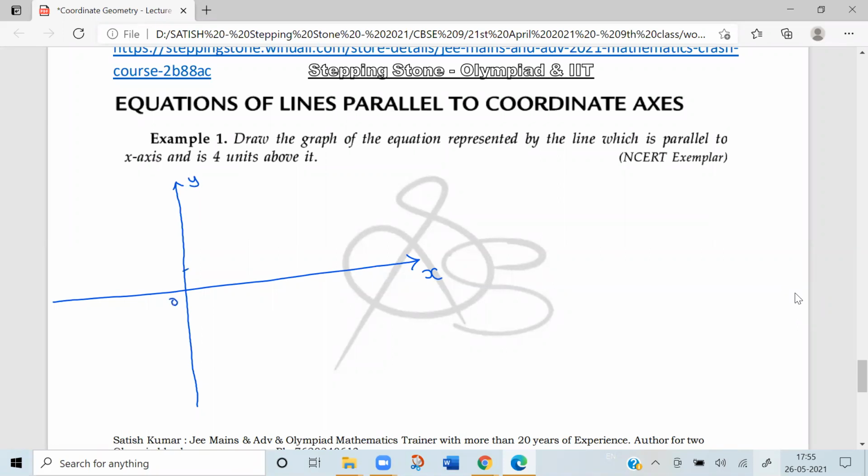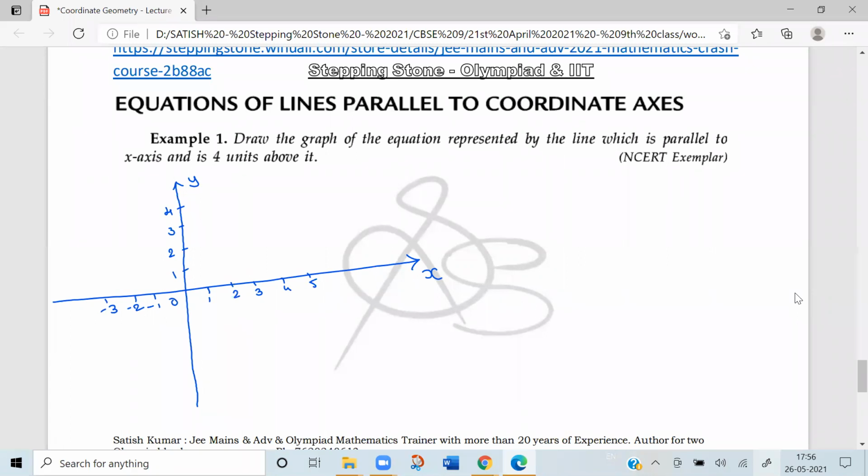So 0, 1, 2, 3, 4, 1, 2, -1, -2. Now, have you understood? Draw the graph of the equation represented by the line parallel to x-axis. So parallel to x-axis and 4 units above it.